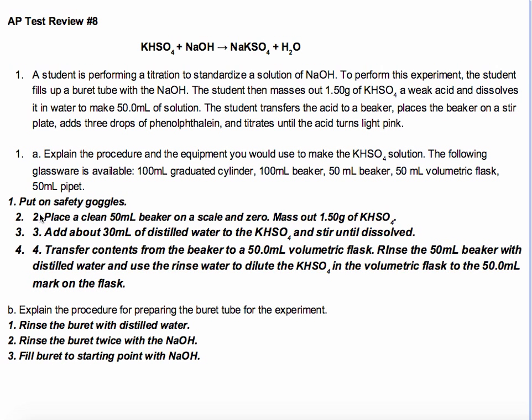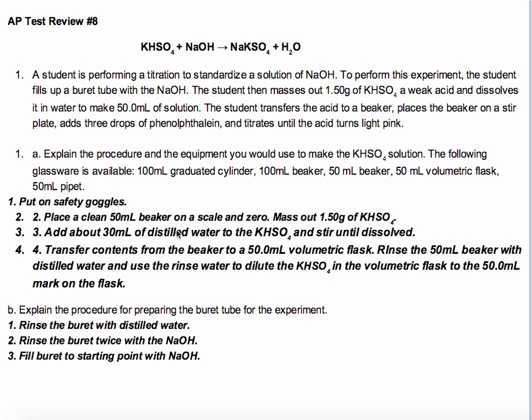I don't know why these numbers doubled up, but they did. But anyway, number two, place a clean beaker on a scale. Now we're going to end up using a volumetric flask at the end, but it's really hard a lot of times to get the stuff that you want in the neck of the volumetric flask when it's in solid form. So I'd prefer to do it in a beaker. You put this on a scale and zero it. You measure out 1.50 grams. Then you add some water, but don't add up to 50 because that's what you need to have at the end. So add about 30 and stir it in the beaker until it's dissolved.